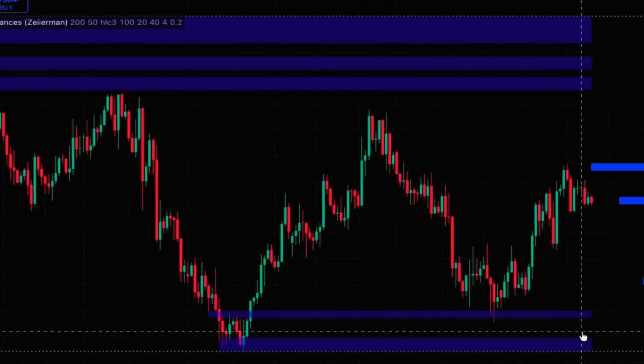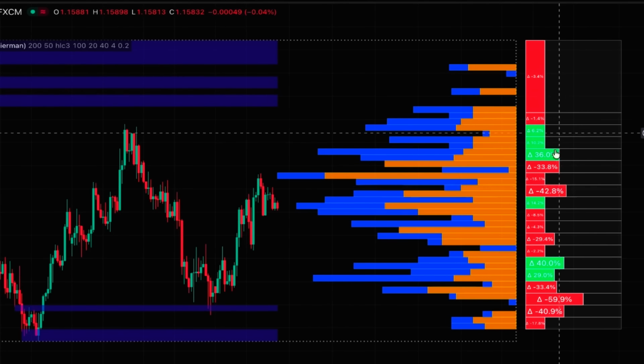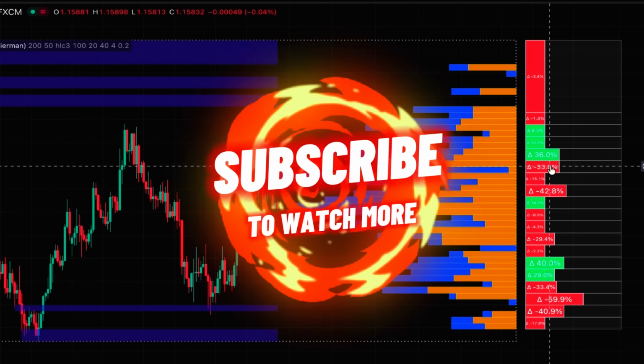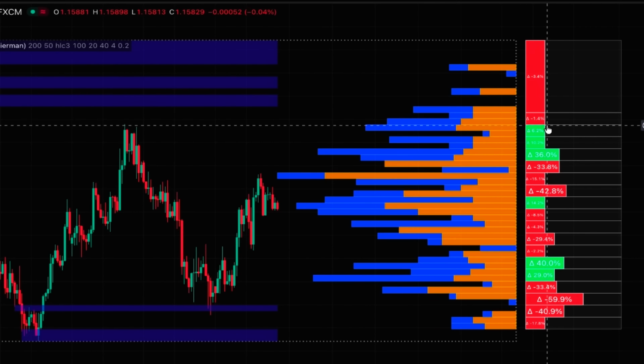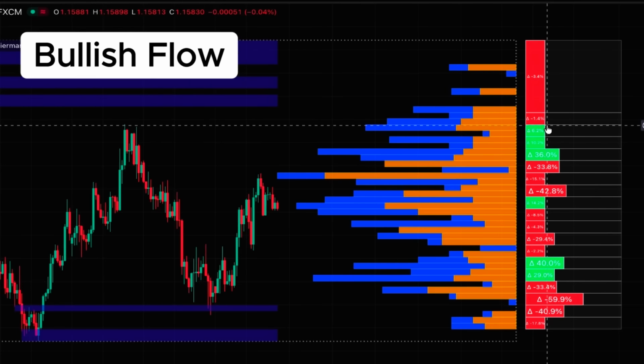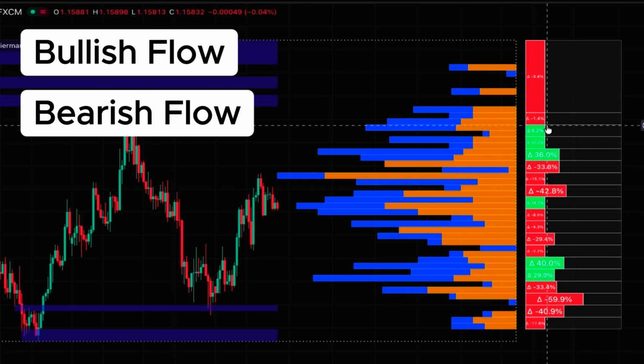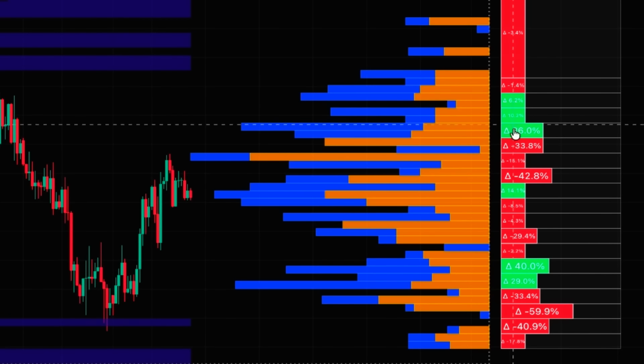Alright, now let me explain the delta panel that we have here on the right side of the indicator. The delta panel shows where we have accumulation of market pressure, so we can understand if there was bullish flow, bearish flow, or neutral flow. The size and accordingly the percentages help us know if we had more bullish or more bearish flow in that price range. This is actually the difference between buying and selling volume in terms of the percentage of the total volume in each price range.